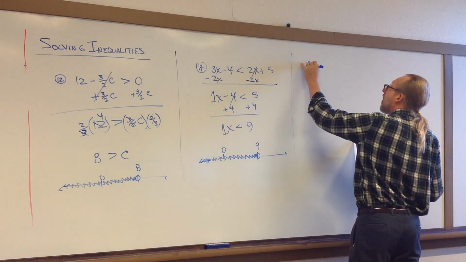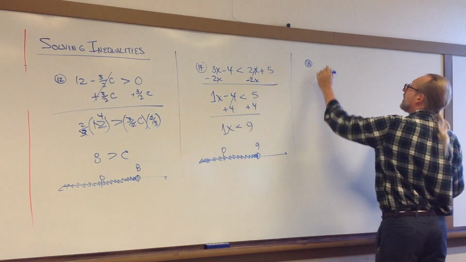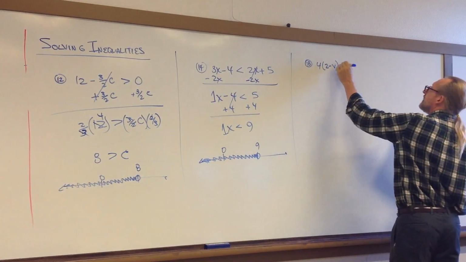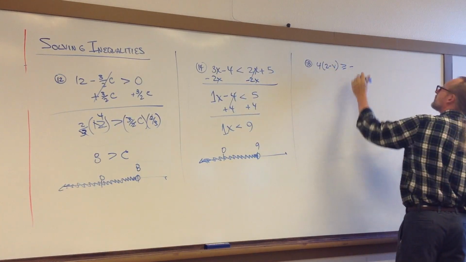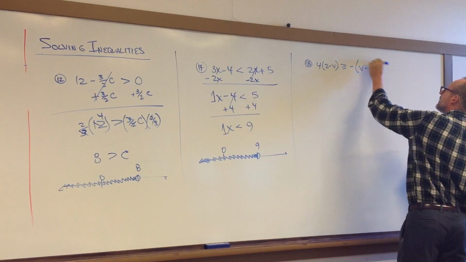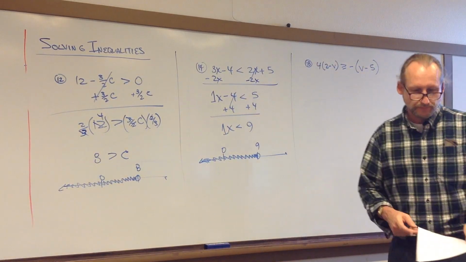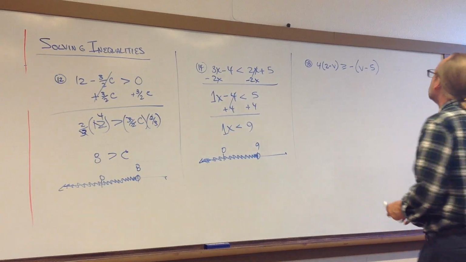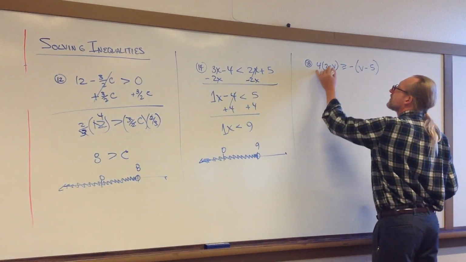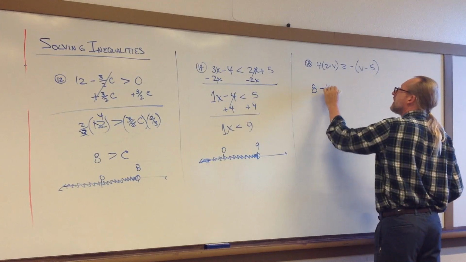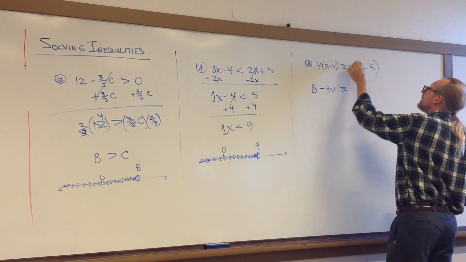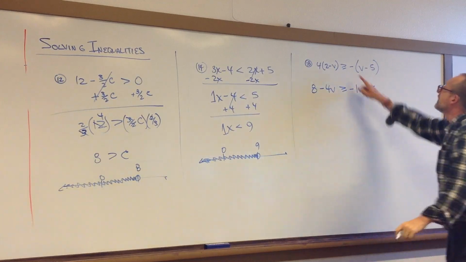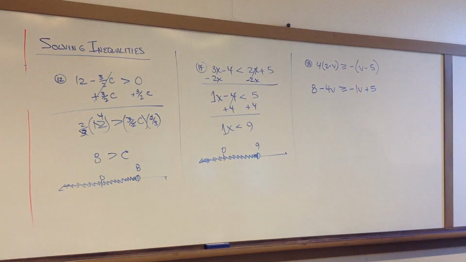18. Here we've got 4 times 2 minus v greater than or equal to negative v minus 5. Okay, so let's distribute. 4 times 2 is 8 minus 4v greater than or equal to negative 1v plus 5, right? The negative times the negative will give us a positive 5.